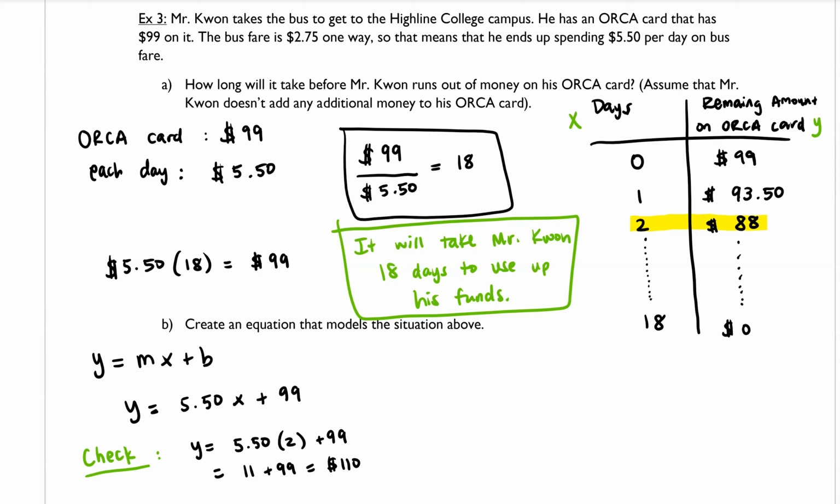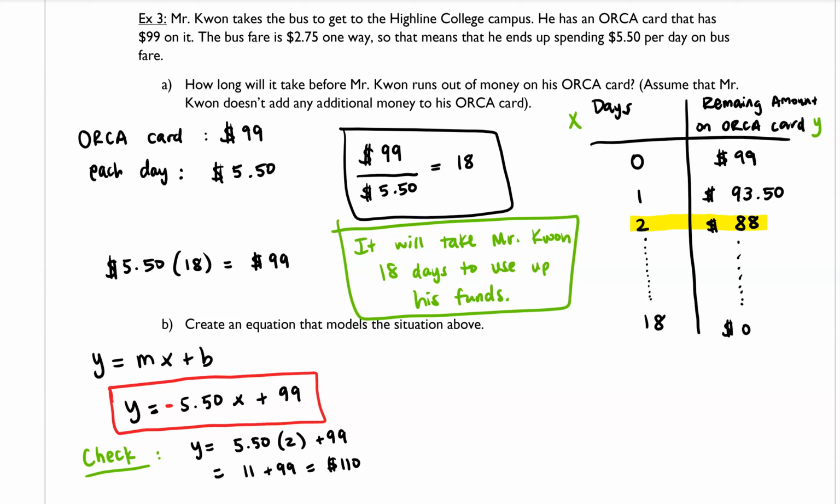If you said, Mr. Quan, the slope needs to be negative because the values on our Orca card are decreasing, then you would be correct. So our slope is actually negative 5.50x. So this is the correct equation here.